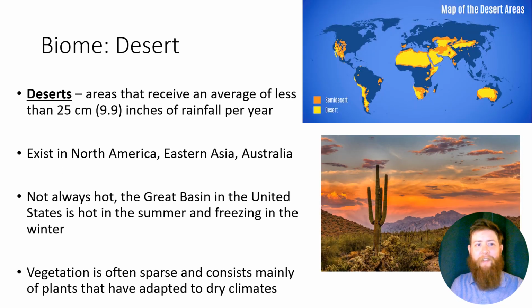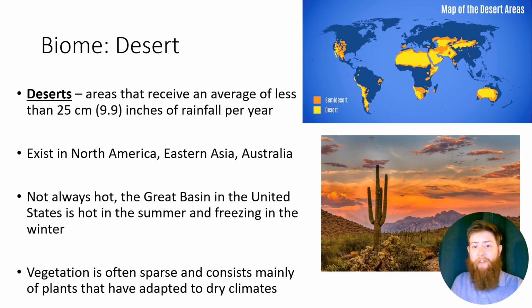Our next biome is the desert, and these are areas that receive an average of less than 9.9 inches or 25 centimeters of rain each year. They exist all over the world in North America, East Asia, Australia. And these guys aren't always hot. For example, the Great Basin in the United States is hot in the summer and freezes in the winter. And even in other deserts, this area does become colder at night, like 30 degrees colder.